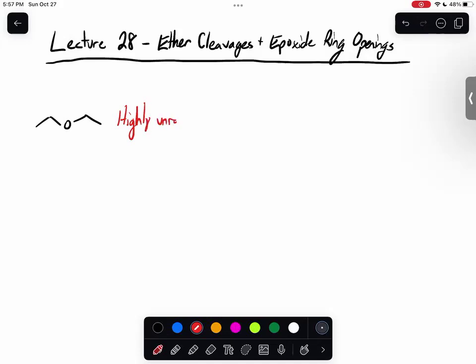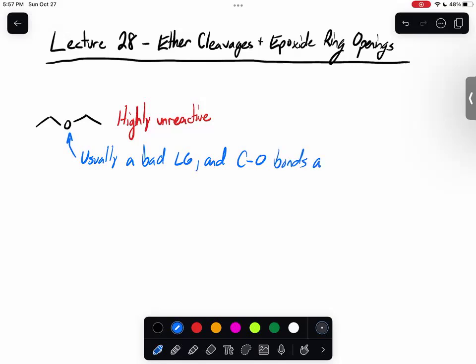And the reason for this comes from the fact that there's not much they can do. Right? There's not really a good leaving group. There's not really much going on. And so, since this is usually a bad leaving group and C-O bonds are strong, usually we say these aren't going to do much.